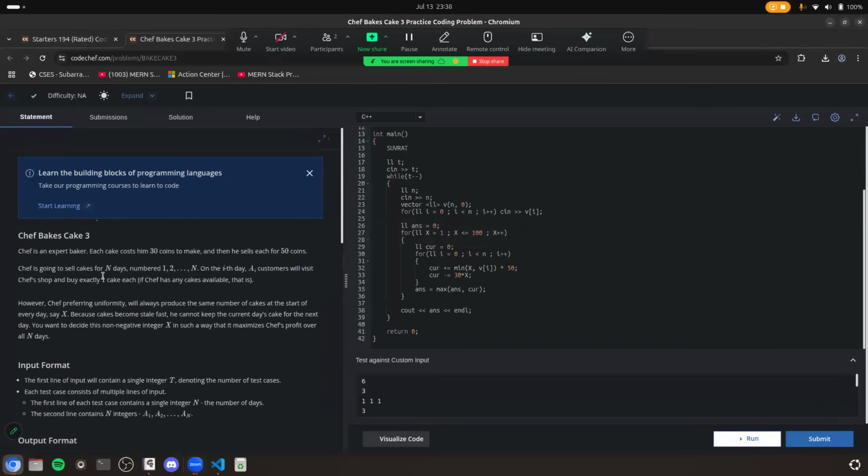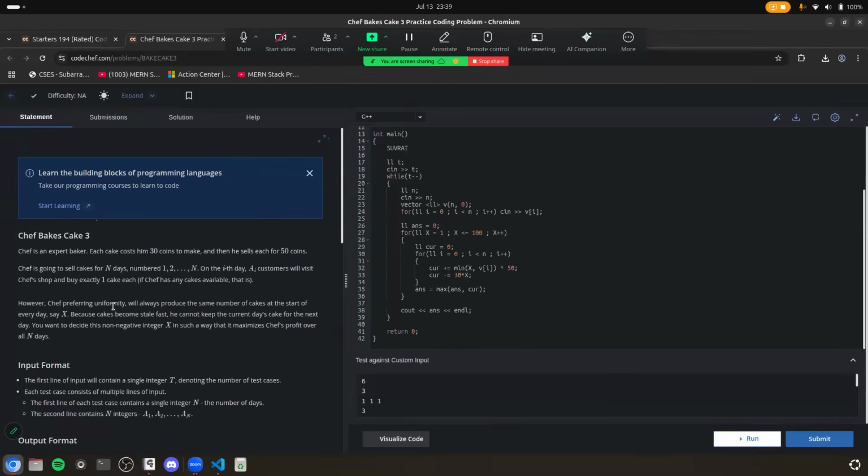I'll read the question again. Chef bakes cakes. Chef is an expert baker. Each cake costs him 30 coins to make and then he sells it for 50 coins. Chef is going to sell cakes for n days numbered 1 to n. On the ith day, Ai customers will visit the chef's shop and buy exactly 1 cake each.